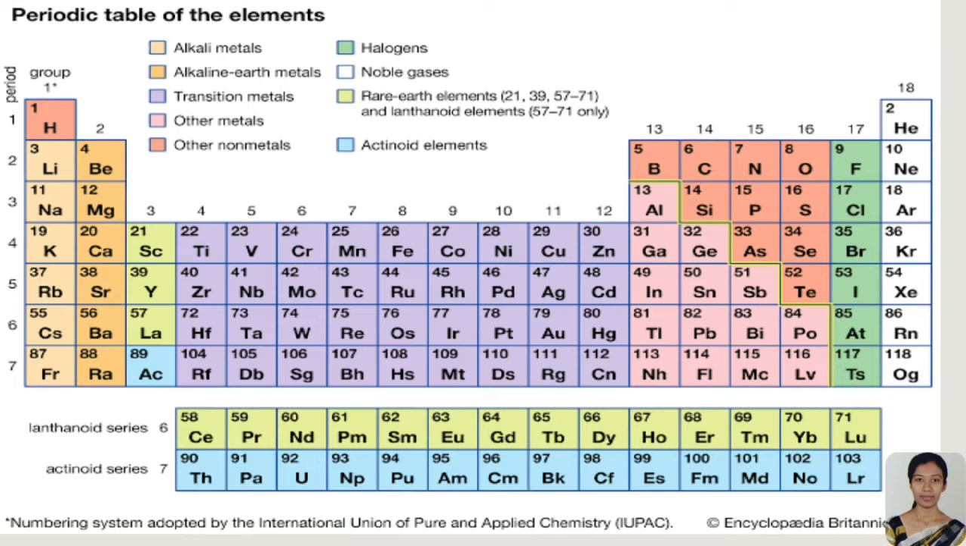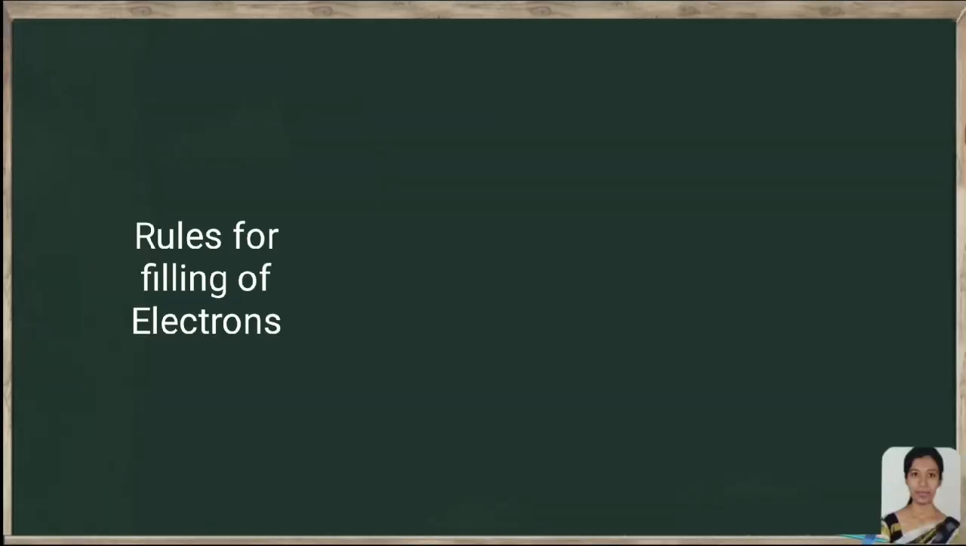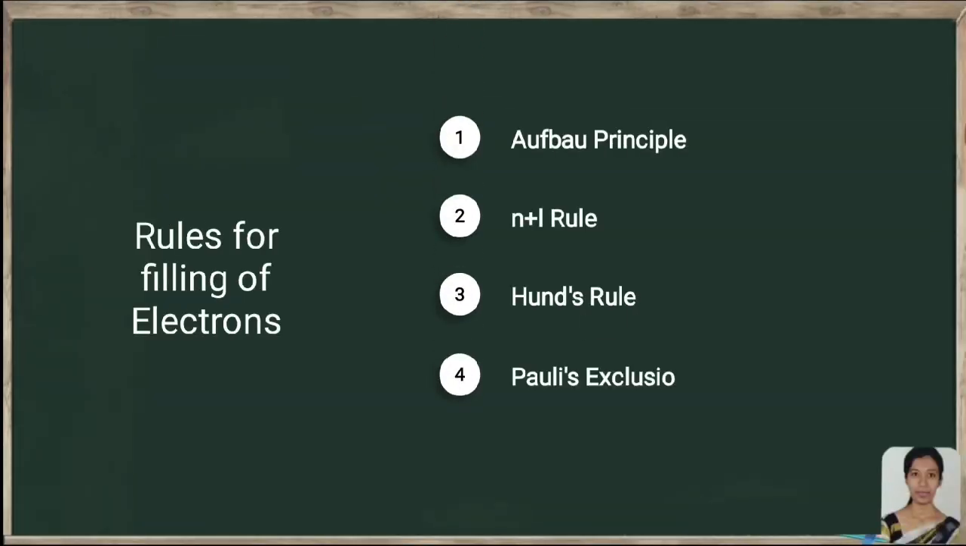For example, boron has 5 electrons, iron has 26 electrons. These electrons are arranged in particular orbits, which is based on 4 different rules given by the Aufbau principle, the n plus l rule, Hund's rule and Pauli's exclusion principle. Today we will see these 4 rules and we will understand these 4 rules.